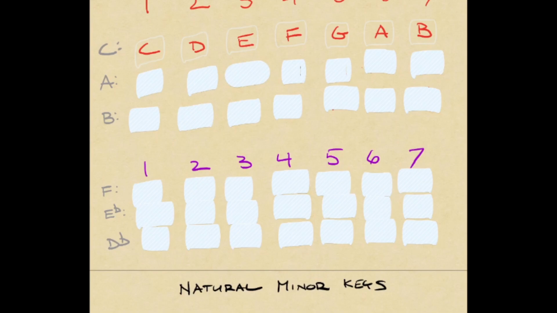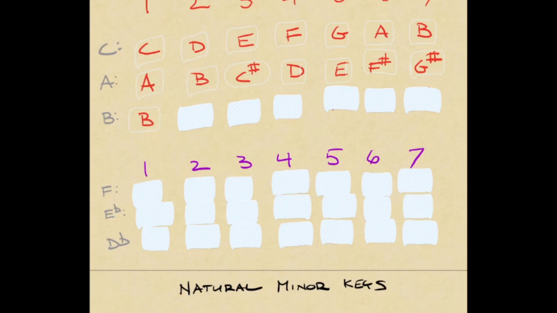Okay, moving along to the next key, key of A. So there are 3 sharps in the key of A. Here we go. A is 1, B is 2, C sharp 3, D is 4, E is 5, F sharp 6, G sharp 7. A little more sharps, key of B. How many sharps in the key of B? Well, there's 5. Here we go. B is 1, C sharp 2, D sharp 3, E is 4, F sharp 5, G sharp 6, A sharp 7.